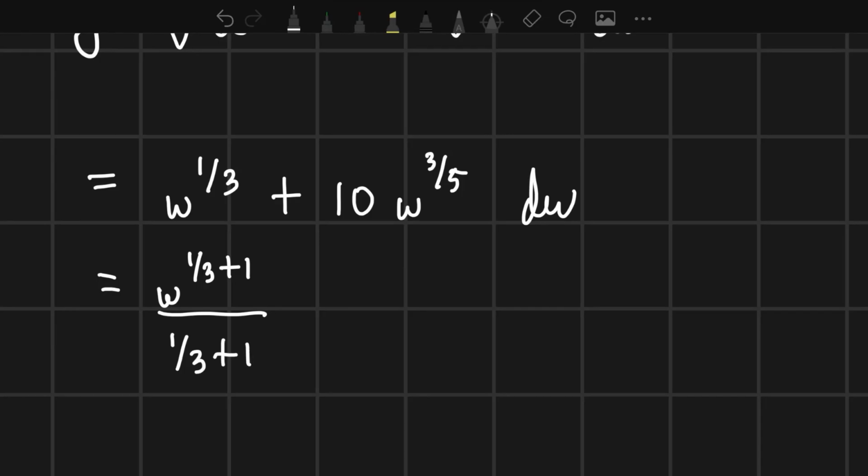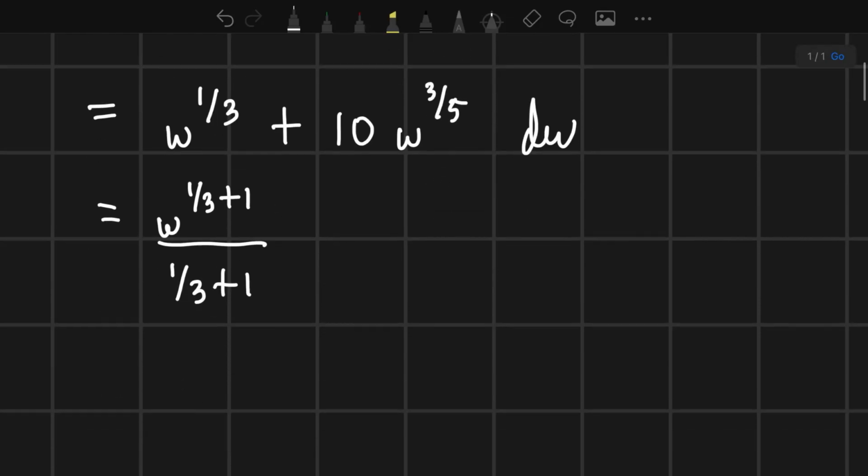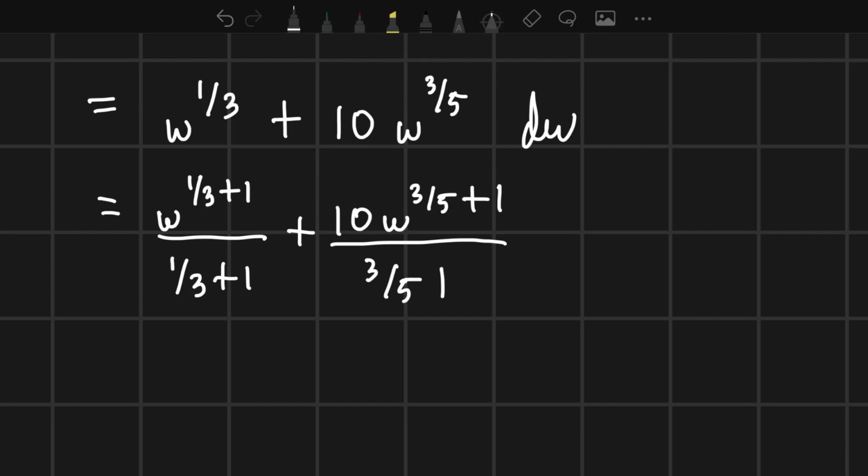We were doing questions with regular positive powers, then questions with negative powers. Now we have fractions as powers. The power rule stays the same. Whatever number you have in the power, you just add 1 to it. So in our case, we have 1 over 3 plus 1. We add 1 to the fraction and divide by the fraction plus 1. So that's going to be 1 over 3 plus 1. And then we're going to add 10 w to the 3 over 5 plus 1, divided by 3 over 5 plus 1.